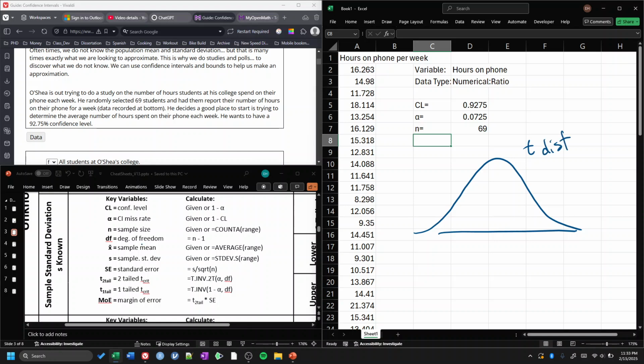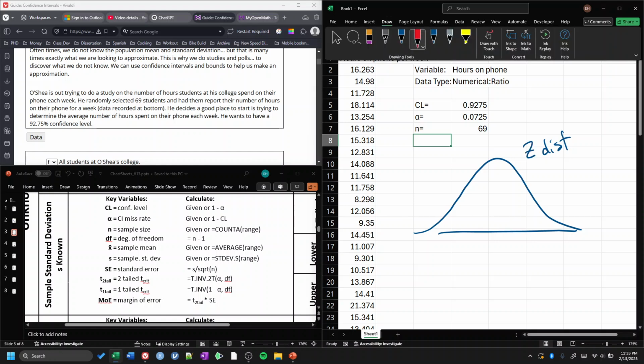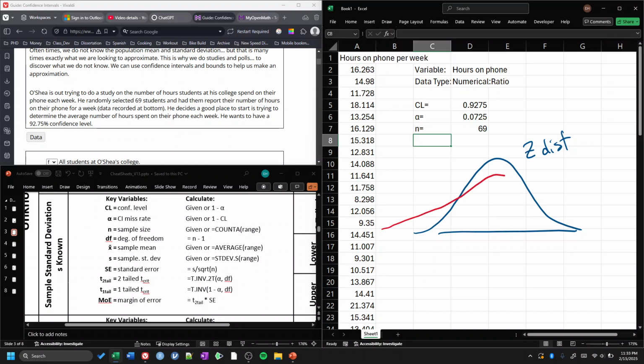Now, for all intents and purposes, a t-distribution looks very similar to a z-distribution. The only thing is that our t-distribution is just a little bit more conservative. So again, let's say this blue one is the z-distribution, and let's say that this red is going to be our t-distribution. The t-distribution is just a little bit wider and flatter than the z-distribution. Now, as the sample size increases, this distribution gets closer and closer to approximating the z-distribution.